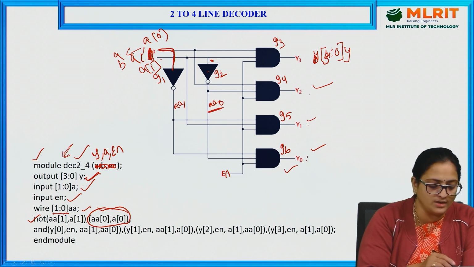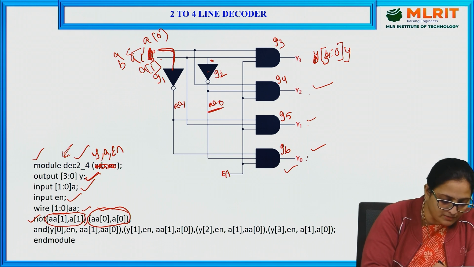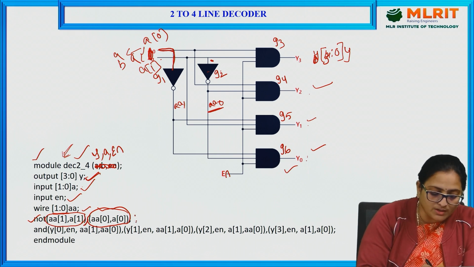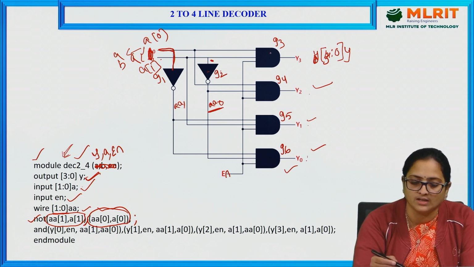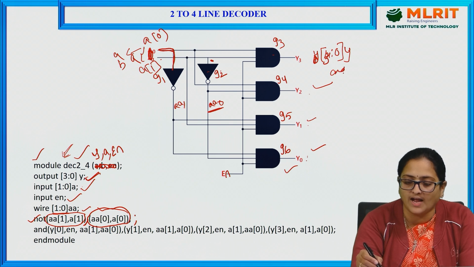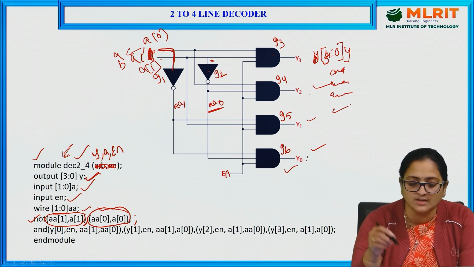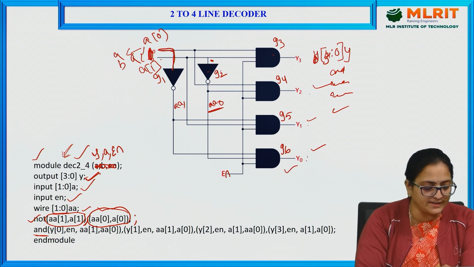A of 1 is the input of the NOT gate. These two have to be separated with a comma, but this statement has to end with a semicolon. Similarly, here we have 4 different AND gates. Instead of calling the AND primitive 4 times, they are calling the AND primitive a single time and assigning the values here.